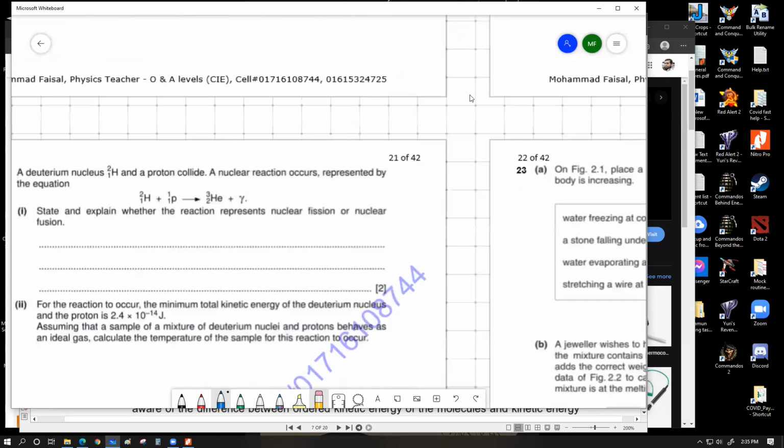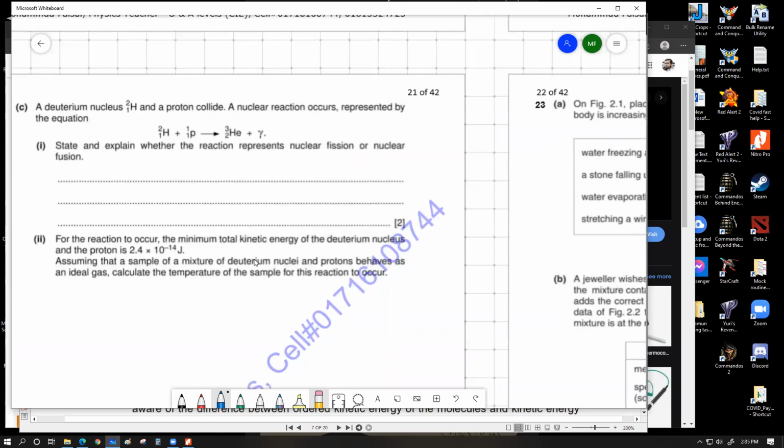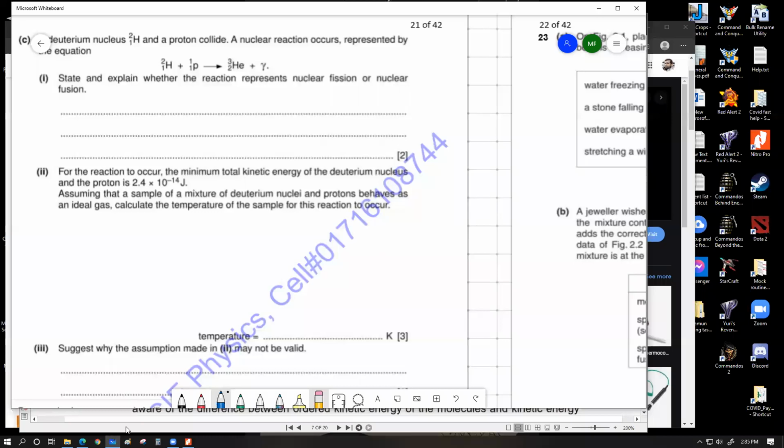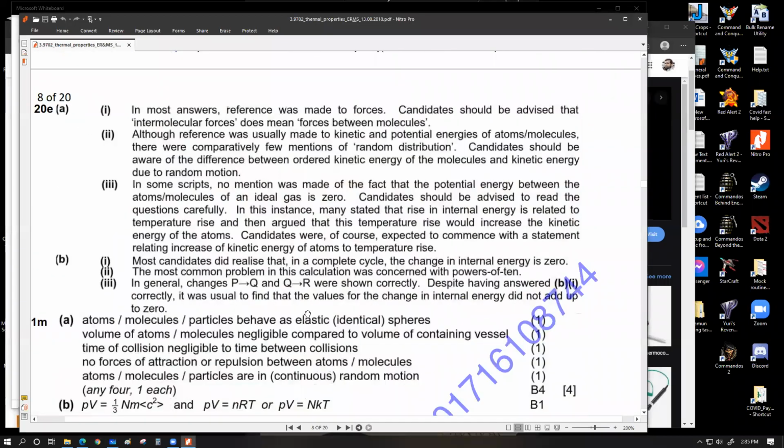Okay, I don't see anything difficult here. Why did I pick up this question?